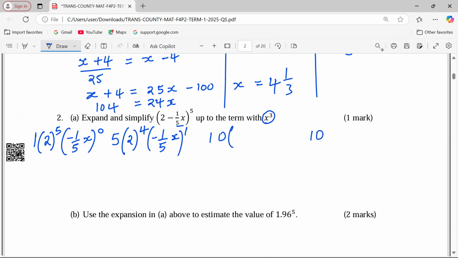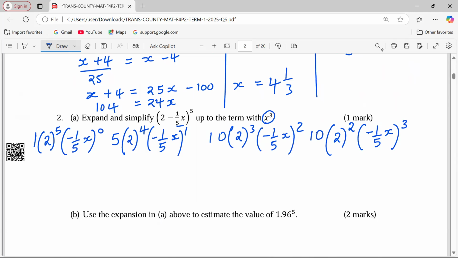Then in the next term, we'll have 2 going down to power 3 and negative a fifth x ascending to power 2. And finally, as 2 gets to squared, negative a fifth x will ascend to power 3. So the powers of 2 start from 5, then they start decreasing. The powers of negative a fifth x begin from 0, but they start ascending as they alternate. So that is what happens.